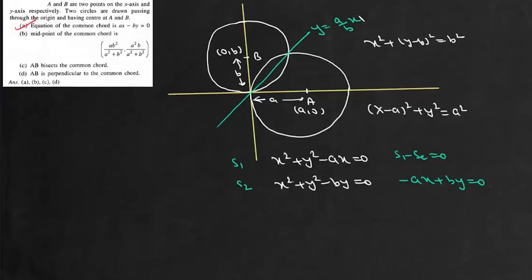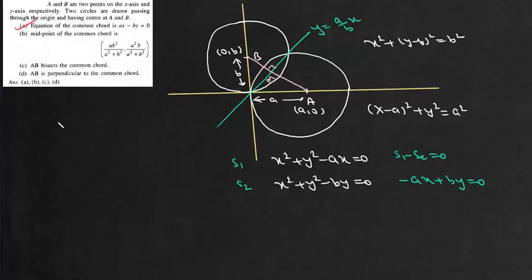Now it says the midpoint of the common chord is this value. Now if we join these two centers, then basically we'll get the midpoint of this chord.